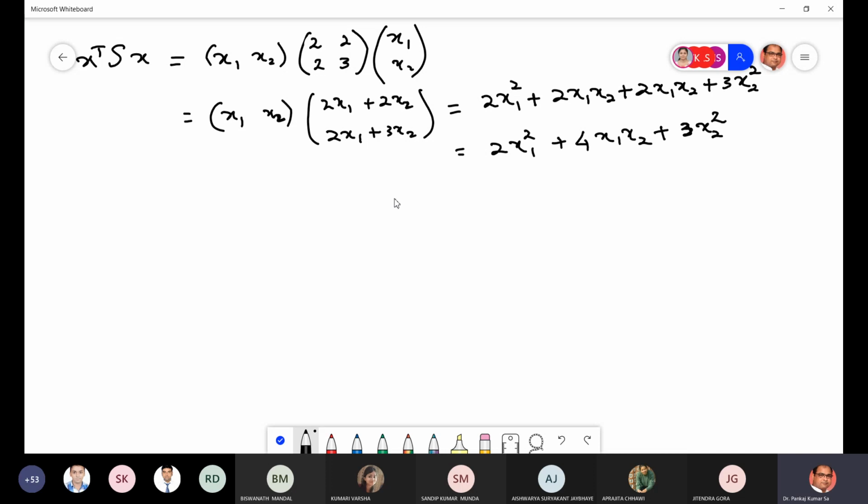What if I write this one as x1 plus x2 square. So this becomes x1 square plus x2 square plus 2 times x1 x2. So yeah, I have here 2x1 square. So let me multiply it with 2 so that I will get 2x1 square plus 2x2 square plus 4x1 x2. So what is remaining is x2 square.